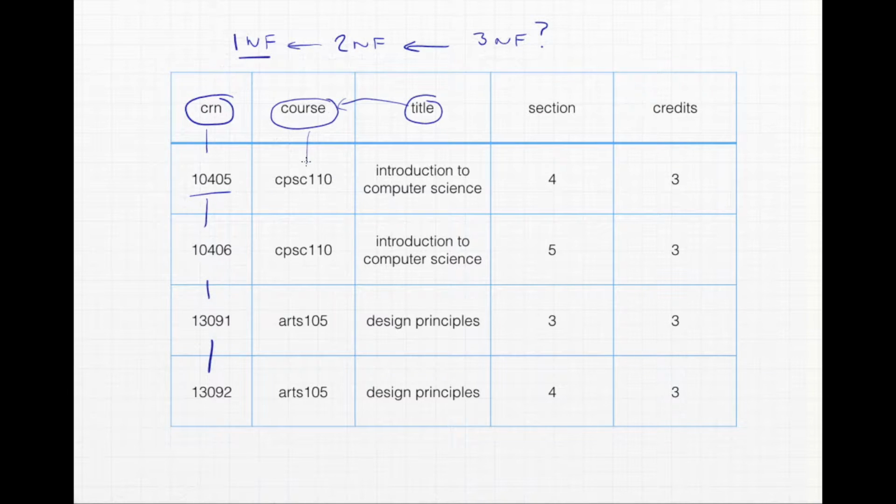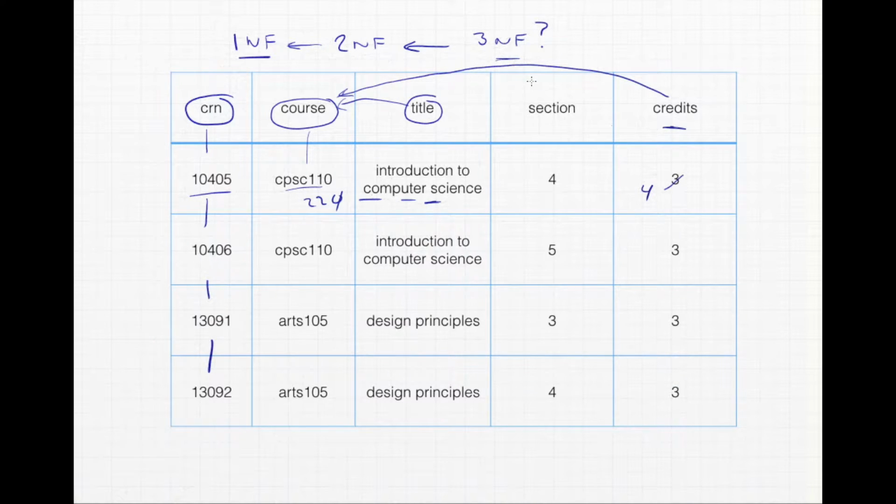So if course changes, so if this were a mistake and it was really 220 here, then necessarily we'd change this title column. So we have that dependency. We also have this dependency here, that the credits column is dependent on the course. So 110, for example, is 3 credits, but if we made a mistake and it was really supposed to be 220, we'd have to change this to 4 credits. So this is not in 3NF.